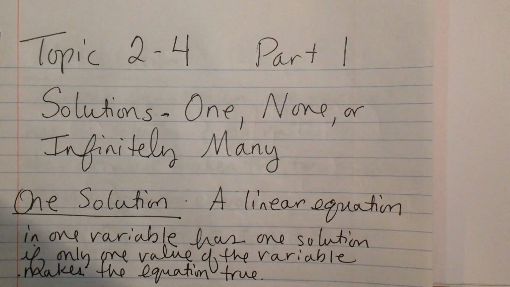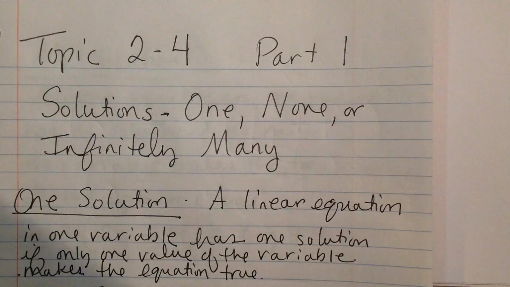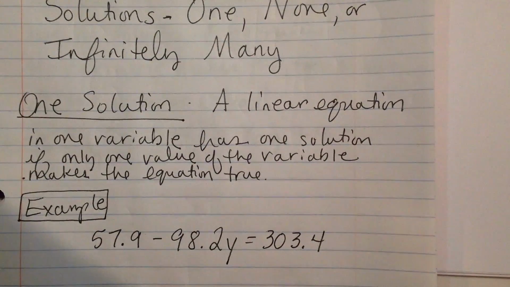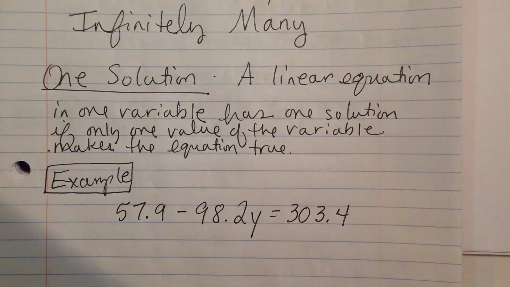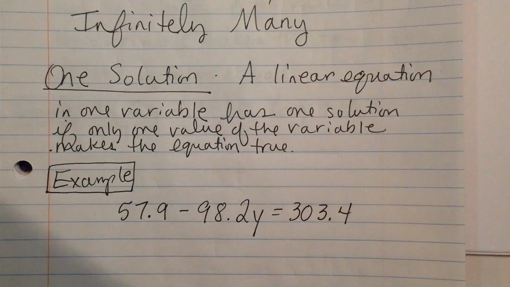Topic 2-4, part 1. This section deals with equations that either contain one solution, no solutions, or infinitely many solutions. The first one we're going to talk about is an equation that contains one solution. A linear equation in one variable has one solution if only one value of the variable makes the equation true. Let's look at this example.